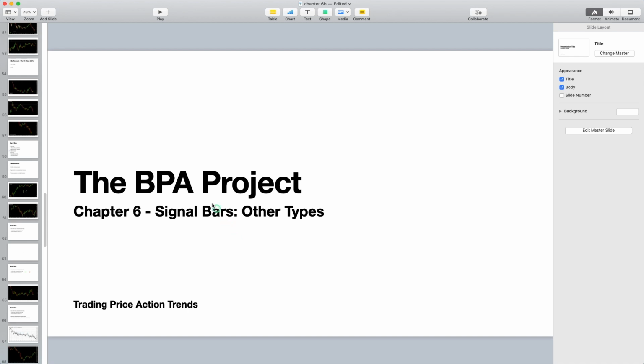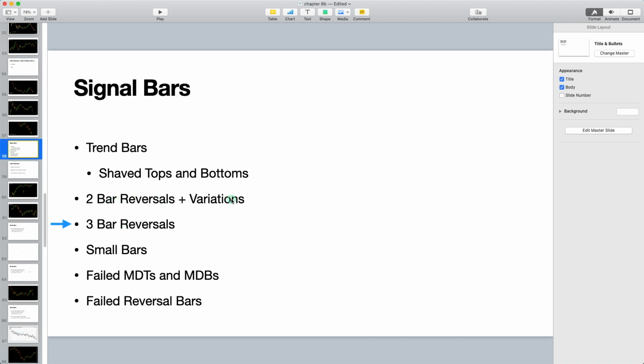Hi everyone, this is part 2 of chapter 6 for trading price action trends. I stopped here at 2-bar reversals and variations in the first video, so I'm going to pick this one up at 3-bar reversals.